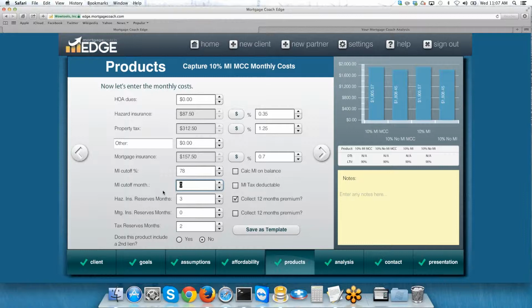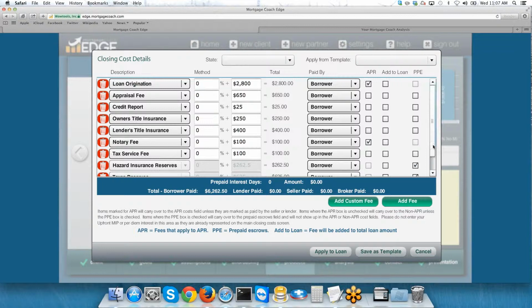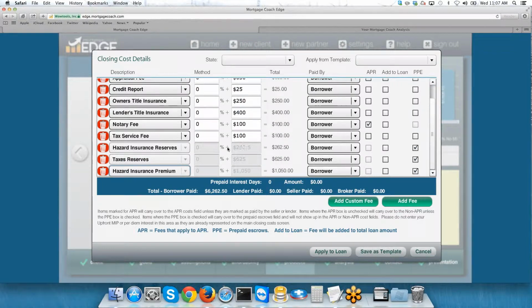Now, here's where the reserves come in. There's some new fields down at the bottom here where you can enter exactly how many months of reserves you want to collect for each item. You can also choose whether you want to collect an annual premium. So you can see that I've got 3 months of reserves for my hazard. I'm also collecting an annual premium. And then I've got 2 months of reserves for my taxes. And what that equates to when we go back to our closing cost detail is it pre-fills these line items in here for me. So I no longer have to do the manual calculation behind the prepaid reserves.